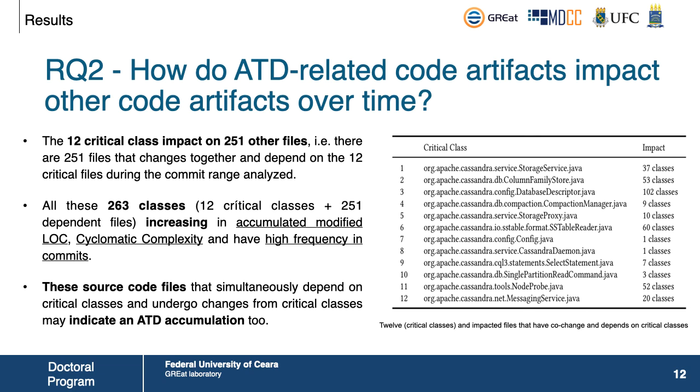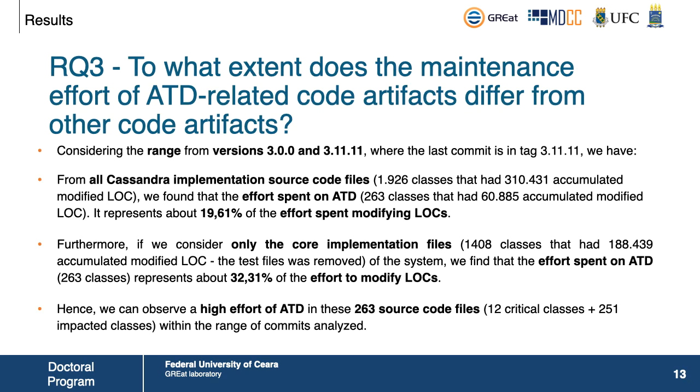About RQ2, the 12 critical classes impact 251 files, because these files depend on critical classes and have changed together with critical classes. So we can observe that all these 263 files are increasing accumulated modified locks and cyclomatic complexity, and have a high frequency in commits. Finally, we can observe that the critical classes and files impacted by critical classes may indicate ATD accumulation. Finally, the result of RQ3.